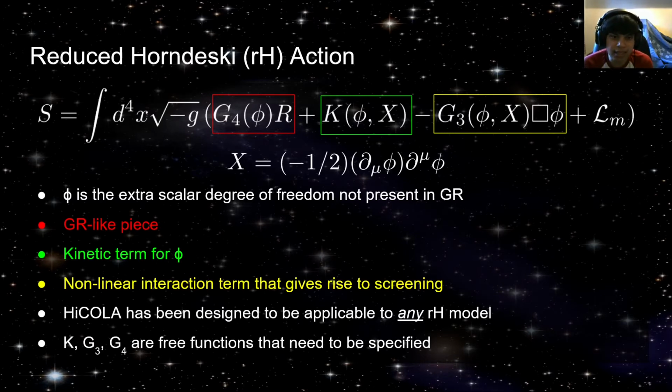And the point here is that HiCOLA has been designed to be applicable to any model that is described by this action. So by design, HiCOLA is generic, and we hope that it'll be used to study and compute predictions for a wide number of models in the reduced Horndeski class. So K, G3, and G4 are free functions that need to be specified by a user in order to get specific results. So let's make some choices for K, G3, and G4.